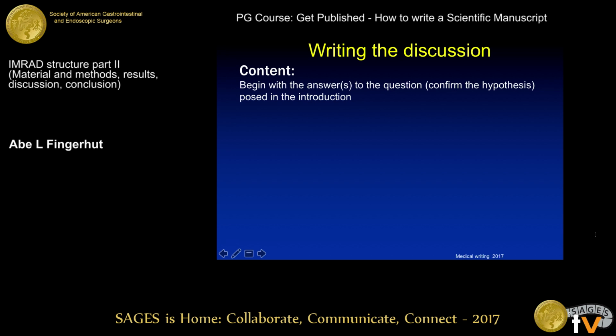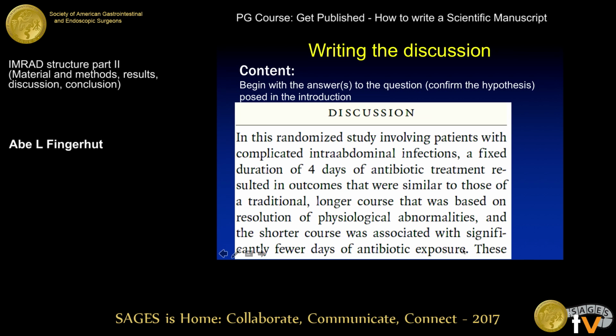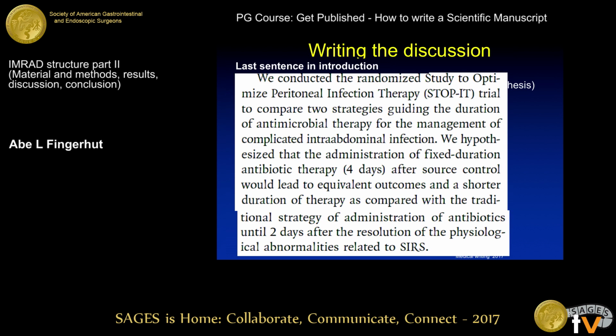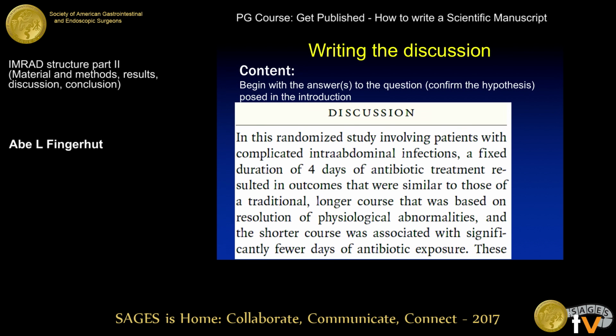It begins with the answer to the question that you asked at the end of your introduction, or the confirmation of the hypothesis that you raised. That's the first sentence, or at least the first paragraph of your discussion. Here we see an example, a little bit of an introduction, but we find the major result. Shorter course was associated with significantly. What's wrong? What's missing? The word statistically: significantly, fewer days. Last sentence in the introduction was this. First sentence was this.